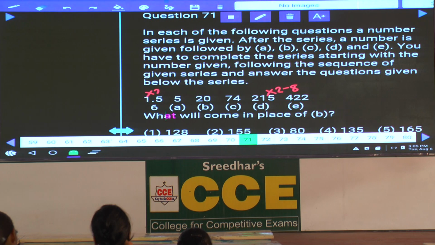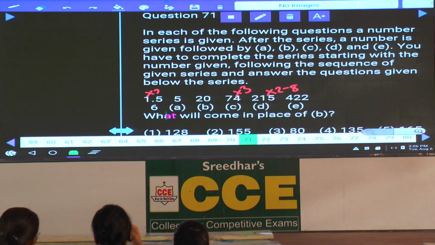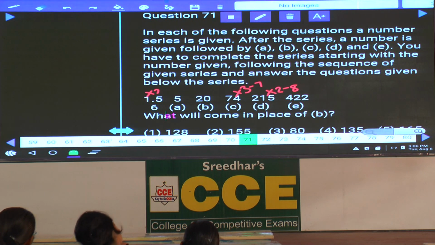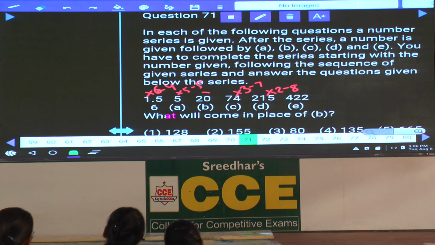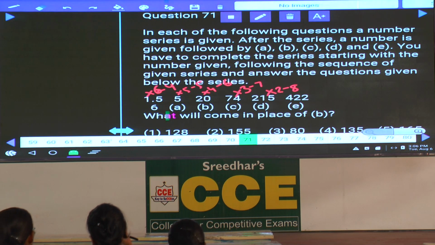Now 74 into how much here? 74 into 3. Now 74 into 3 is 222, minus 7. 222 minus 7. Now into 2, into 3, into 4, 5, 6. That is 1.5 into 6 minus 4. Next one, this will be into 5 minus 5. And this will be into 4 minus 4, 5, 6. And next one, starting with 6, 6 into 6 minus 4.